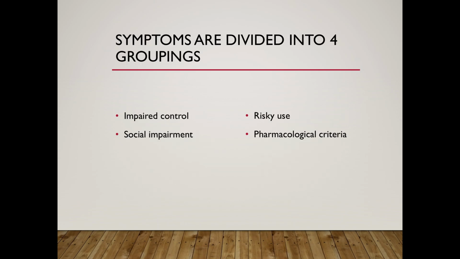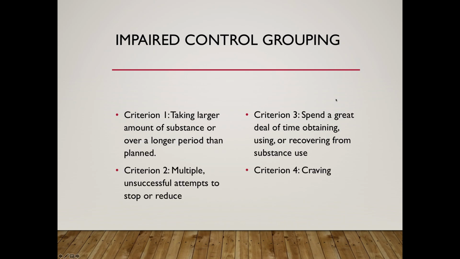And the symptoms for those include four different categories: impaired control, social impairment, risky use, and pharmacological concerns. For impaired control: taking a larger amount of substance or over a longer period than planned, so that's our tolerance. Multiple unsuccessful attempts to stop or reduce. Spending a great deal of time obtaining, using, or recovering from the substance, and cravings. So this is impaired control.